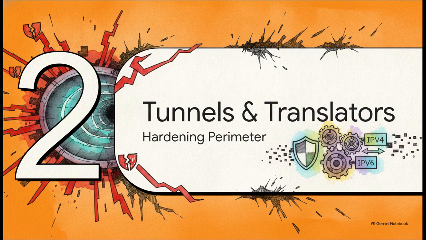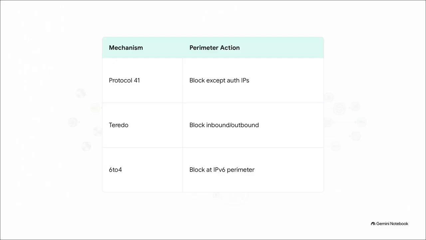Moving away from the host level and out to the network edge, we hit Section 2, securing tunnels and translators. Transition mechanisms out here introduce entirely new attack surfaces. Because tunnels bypass your traditional perimeter controls and translators break end-to-end integrity, you absolutely have to implement strict, specialized access policies. You might want to grab a screenshot of this block list because these actions are non-negotiable for hardening your perimeter. You have to actively block unauthorized Protocol 41 at all perimeters.